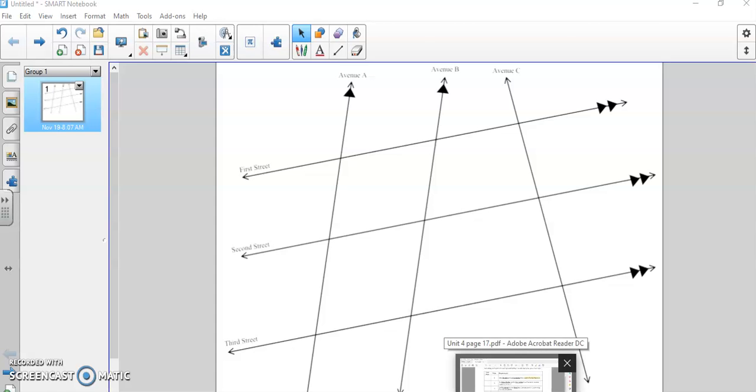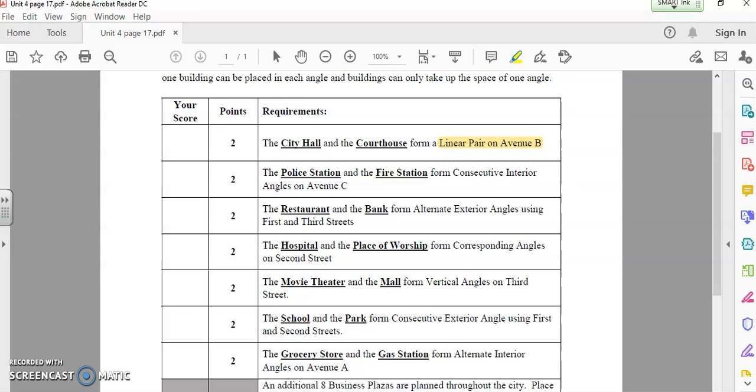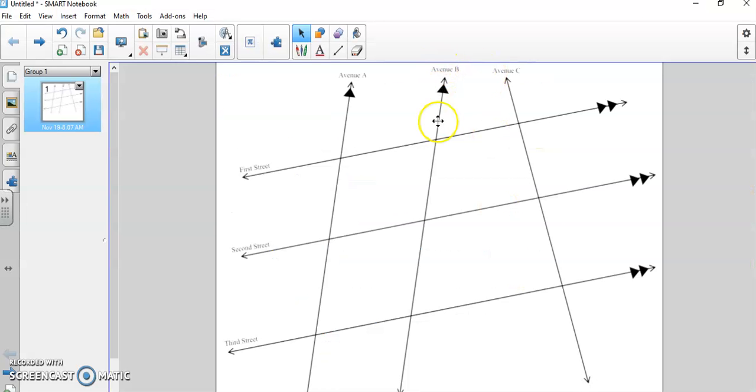So for example, it told us to place the city hall and the courthouse and that they form a linear pair on Avenue B. So here is Avenue B down the center of my paper. So all it's saying is that somewhere along Avenue B, so any of these angle groupings along Avenue B, I need to place City Hall and my courthouse forming a linear pair. So just remember, a linear pair would be 2 angles that are next to each other.